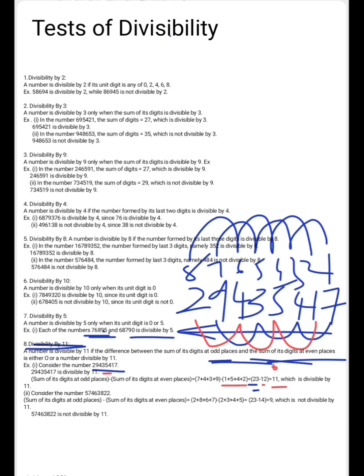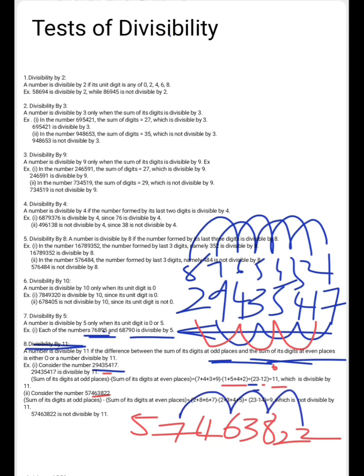In the same way, take the example 57463822. In the odd places, we consider 2 plus 8 plus 6 plus 7, and we get a value of 23. For the even places, 2 plus 3 plus 4 plus 5, we get a value of 14. If we subtract even from odd places, we get a value of 9, which is not divisible by 11. So we can say that this entire number will not be divisible by 11.